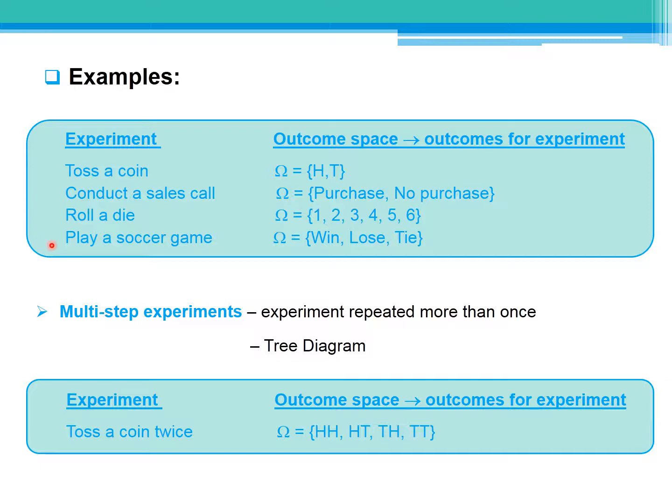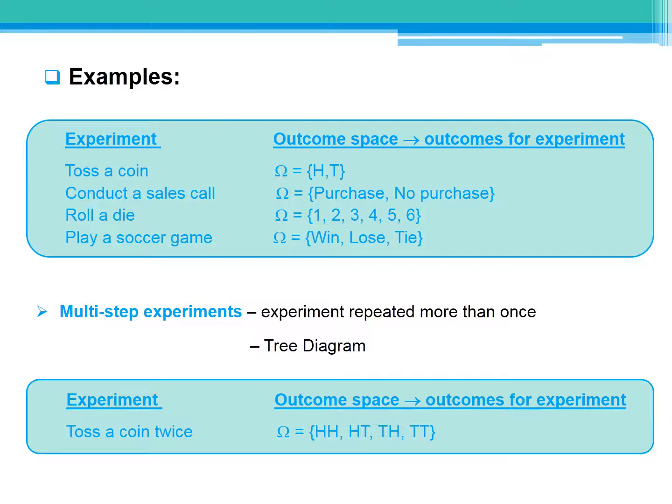For example, let's say we have these 4 experiments, so let's quickly list the outcomes for the experiments. Tossing a coin, there are 2 possible outcomes in my sample space. You can get a heads or a tail. If a telemarketer conducts a sales call, there can either be a purchase or no purchase. Or if you roll a die, the possible outcomes in your sample space are 1, 2, 3, 4, 5 or 6. Or if someone plays a soccer game, then the team can win, lose or tie the game.